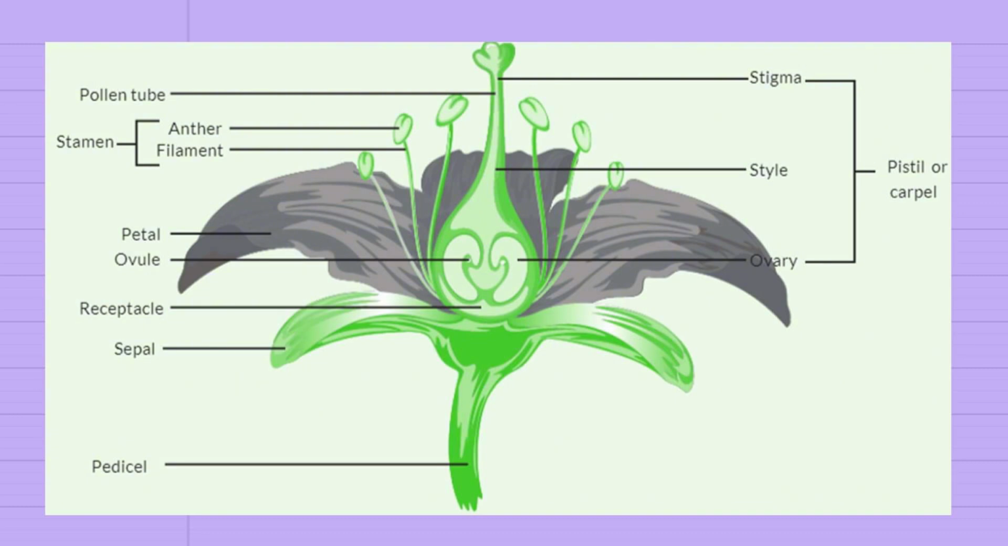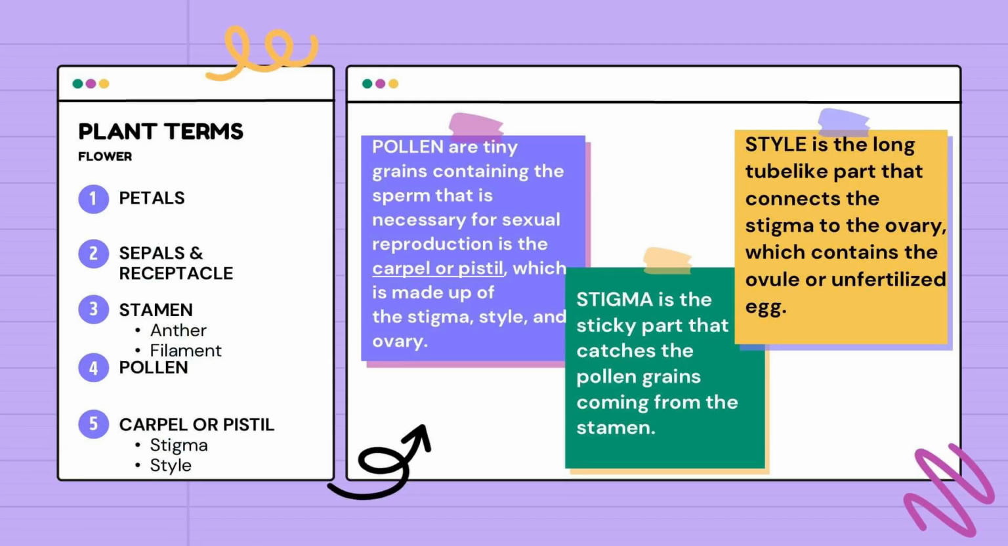Okay? And next is the style. When we say style, it is the long tube-like part that connects the stigma to the ovary. So, yung style naman po, kung si stigma, siya yung opening, nasa kanya yung sticky part. Siya yung nagka-catch ng pollen. This time, yung kinatch niya na pollen, dadaan yon sa isang mahabang tube. At yung tube na yon, ang tawag doon ay style. Ang dulo ng tube na yon, mula kay stigma, papunta kay ovary.